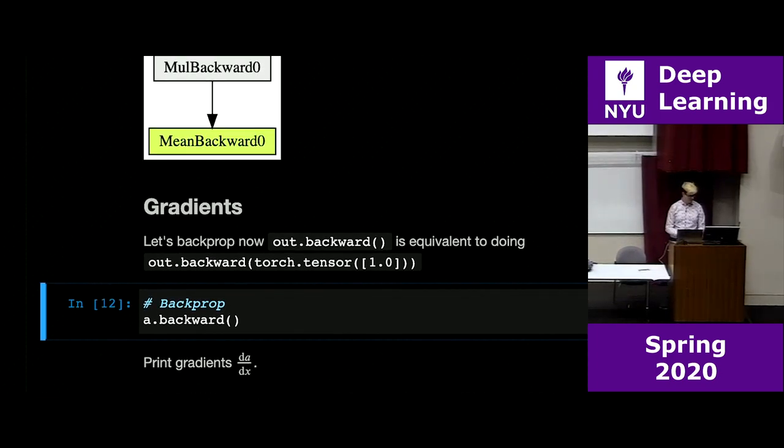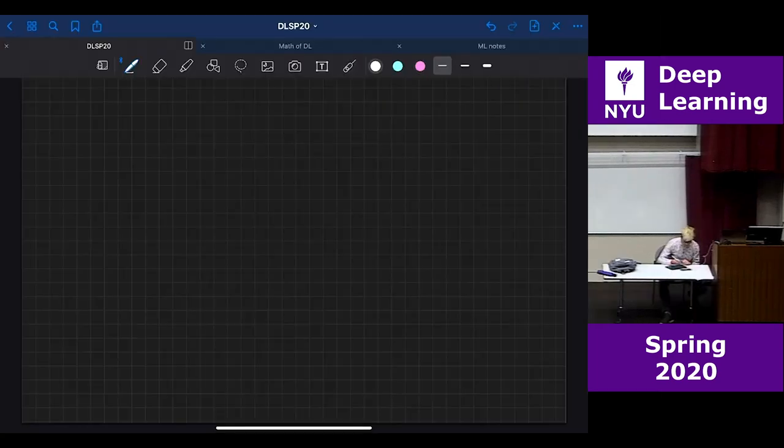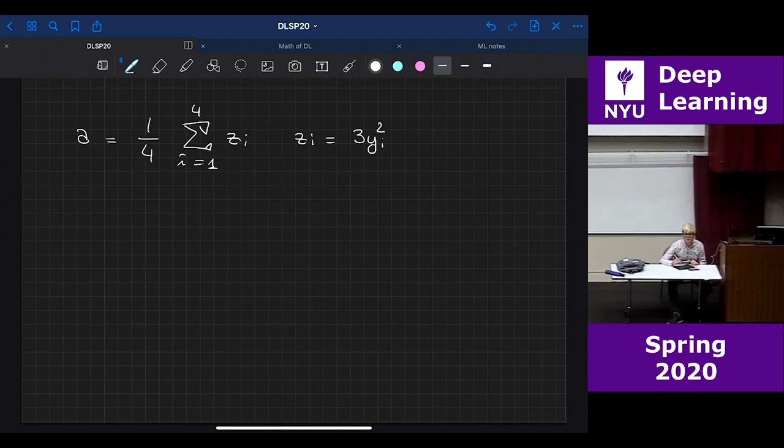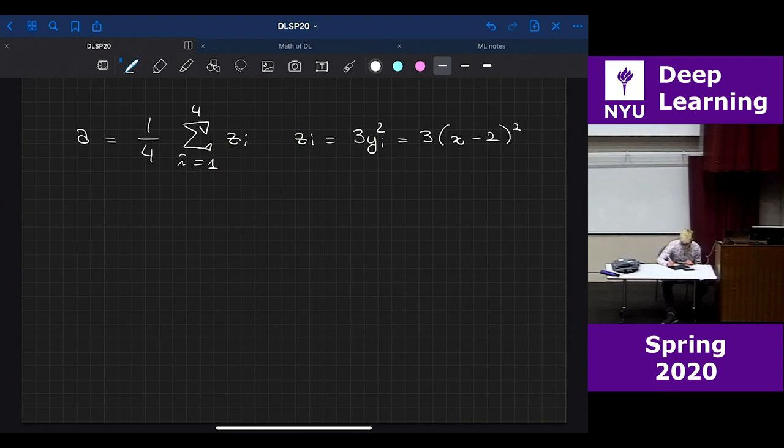So guess what? We are computing some gradients now. Okay, so we go on a new page. A is going to be what? What was A? A was the average, right? So this is 1/4 of the summation of all those z_i's, so i goes from 1 to 4. So what is z_i? z_i is equal to 3 y_i squared, right? And then this one was equal to 3 times (x_i minus 2) squared, right? So A, where does it belong to? It belongs to R, so it's a scalar.